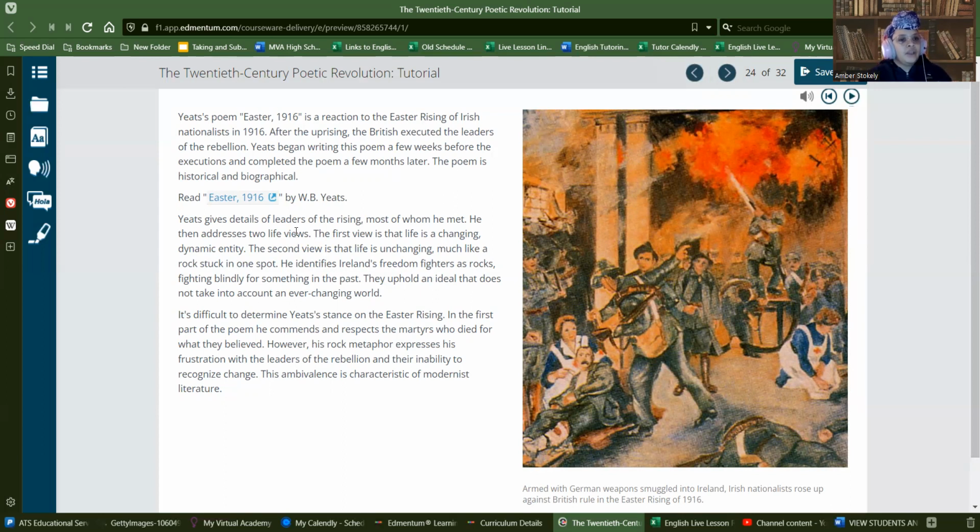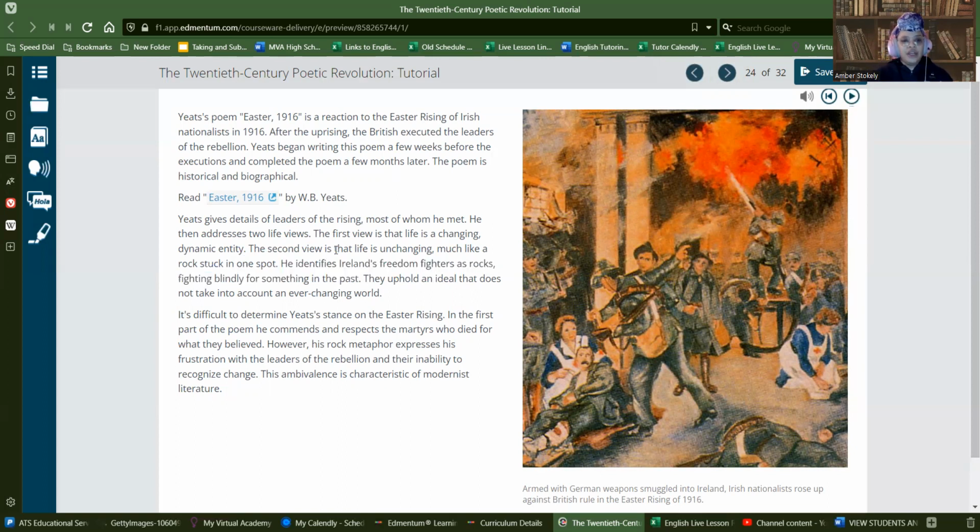So he gives details of the leaders that he met, and then he addresses two life views. The first view is that life is a changing dynamic entity. And the second is that life is unchanging, much like a rock stuck in one spot. That is like a simile that he uses. So he identifies Ireland's freedom fighters as rocks fighting blindly for something in the past.